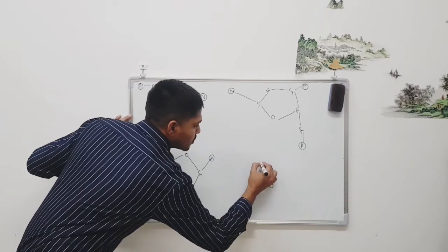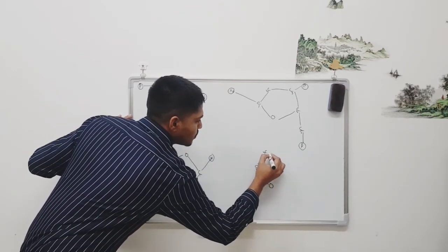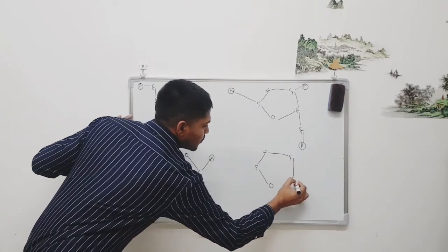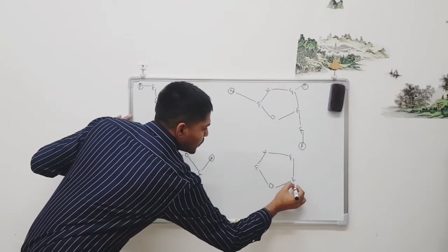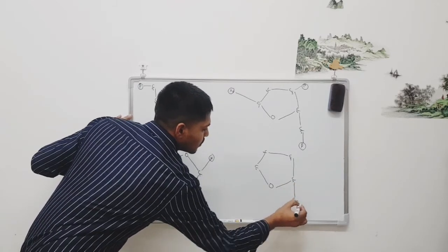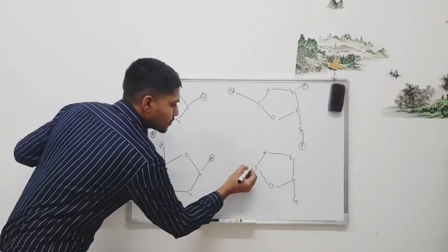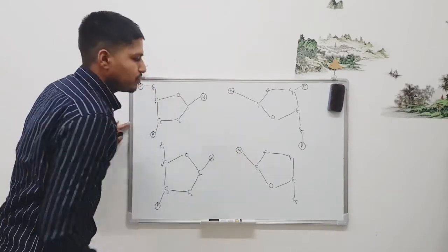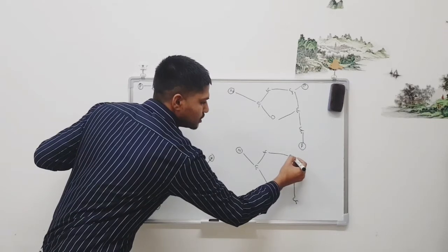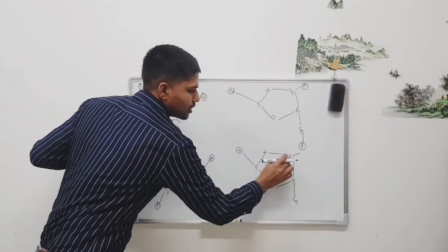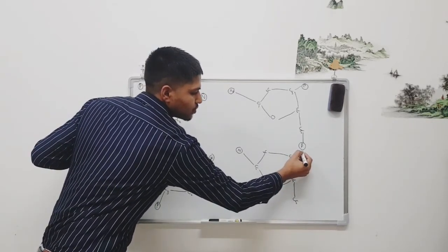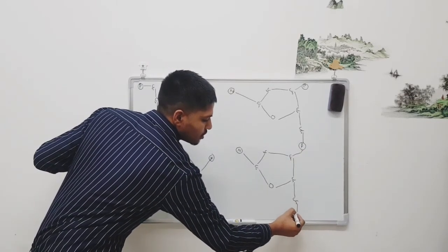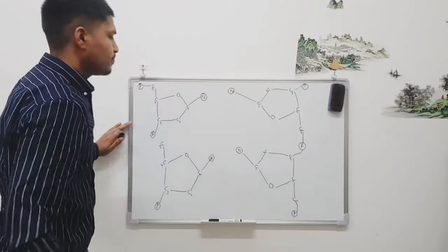Carbon number 1, carbon number 2, carbon number 3, carbon number 4. Here we go with our carbon number 5. Same as before, the nitrogenous base attaches to carbon number 1, and the phosphate can attach either to carbon number 3 or to carbon number 5.